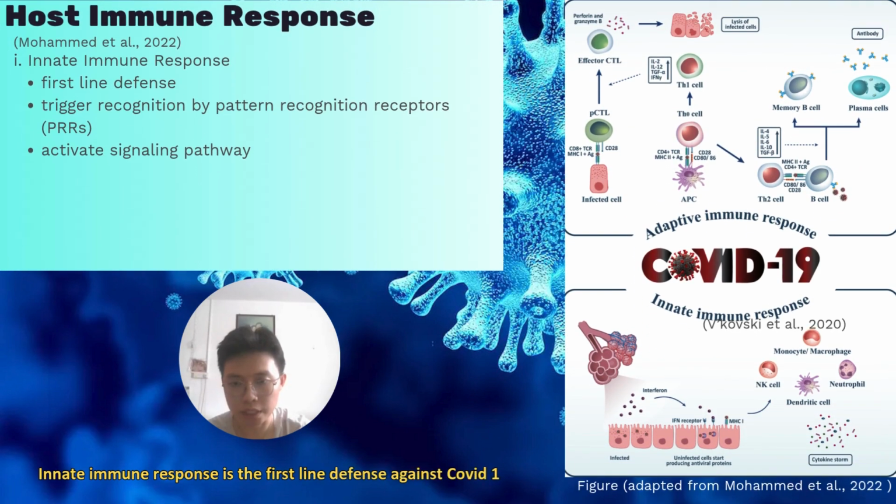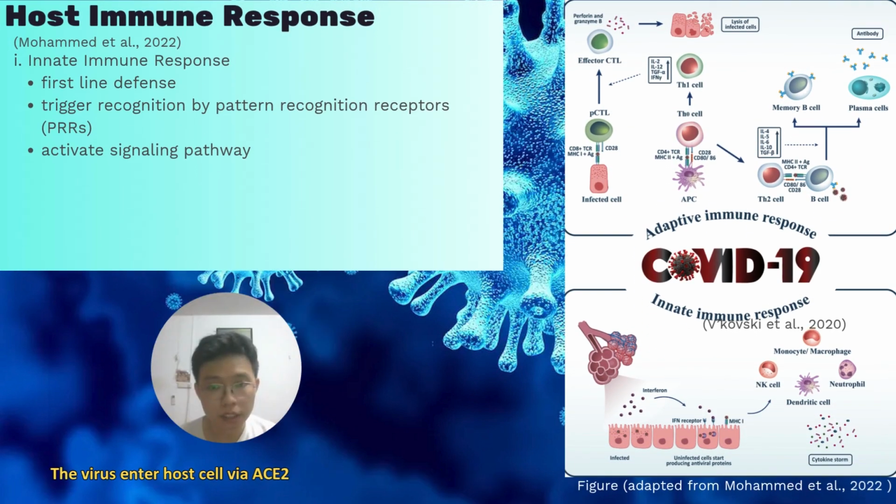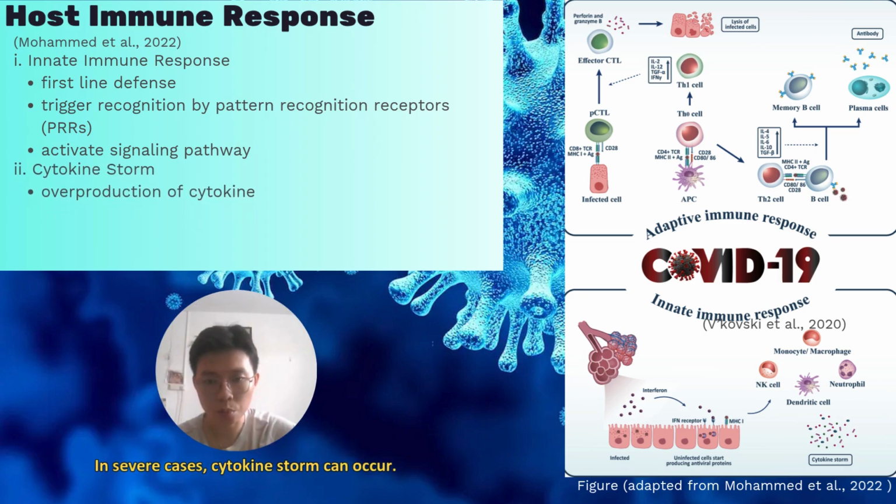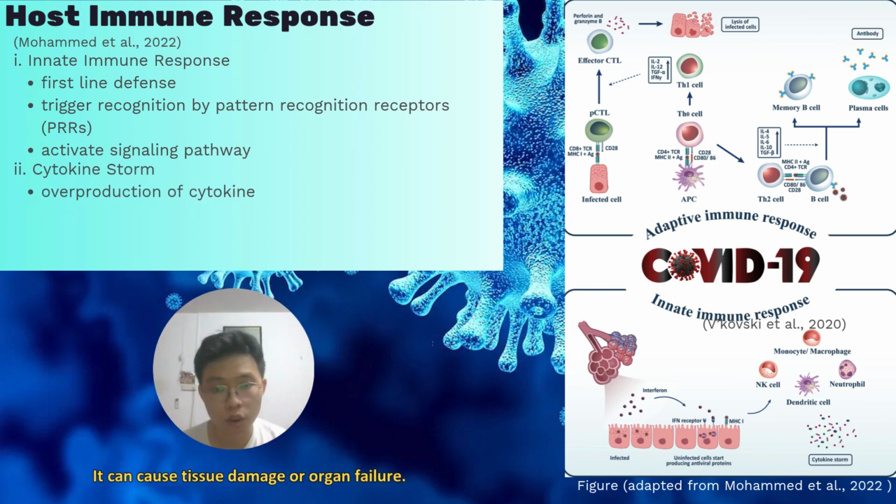Innate immune response is the first-line defense against COVID-19. The virus enters the host cell via S2, triggering recognition by PRR. This activates a signaling pathway leading to the release of cytokines and type 1 interferon, which can cause apoptosis. In severe cases, a cytokine storm can occur. It can cause tissue damage or organ failure.